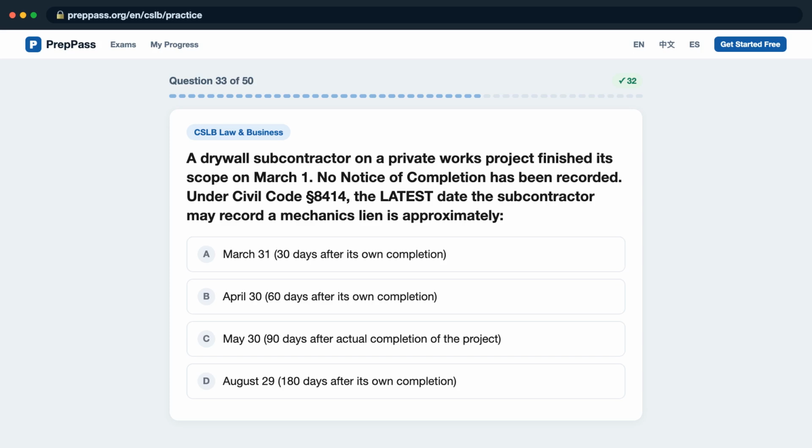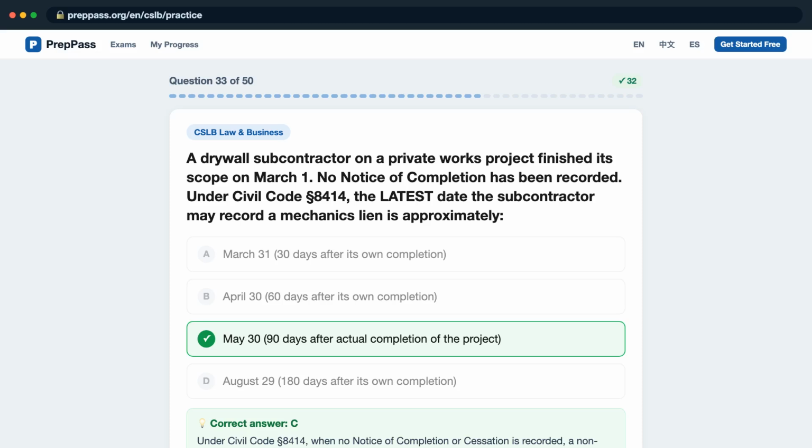B, April 30, 60 days after its own completion? C, May 30, 90 days after actual completion of the project? D, August 29, 180 days after its own completion? The correct answer is C.